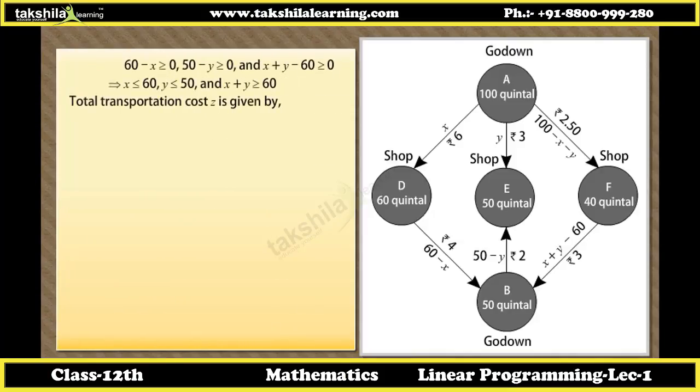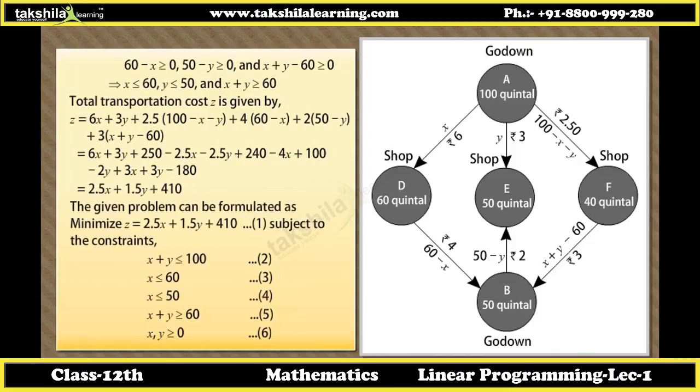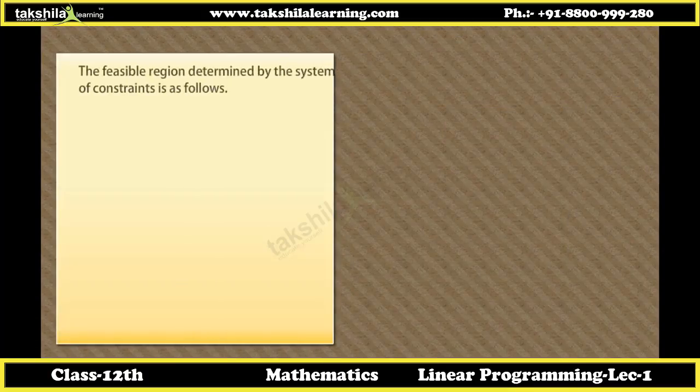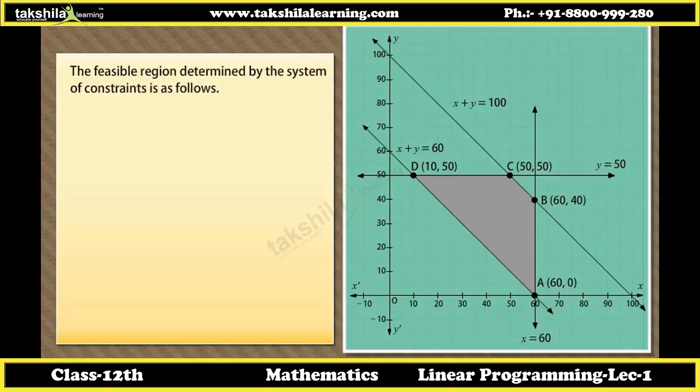Total transportation cost Z is given by. The given problem can be formulated as: minimize Z equals 2.5x plus 1.5y plus 410. Mark it as equation 1. Subject to the constraints. The feasible region determined by the system of constraints is as follows. The corner points are A (60, 0), B (60, 40), C (50, 50) and D (10, 50).